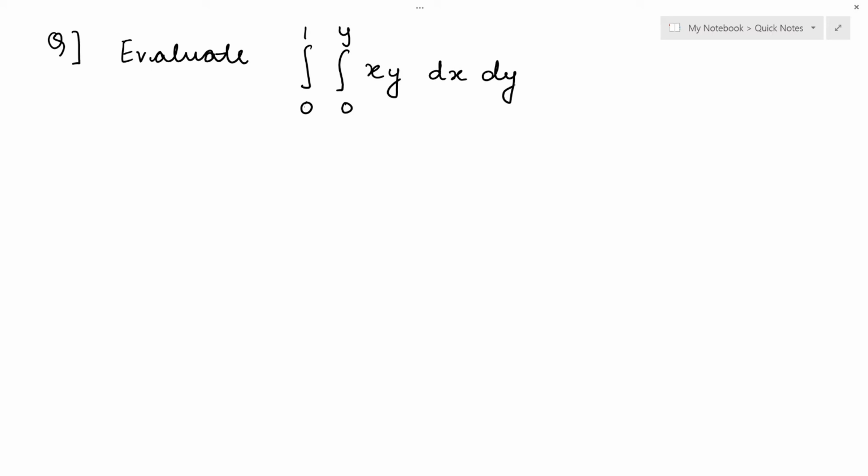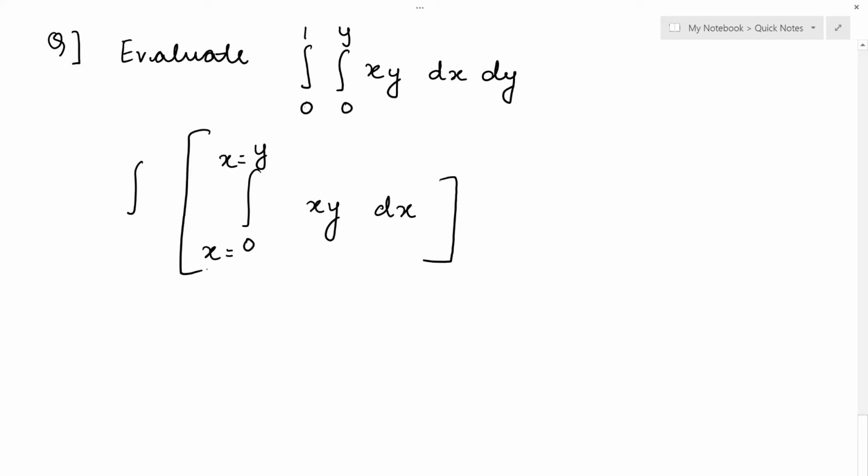Based on whatever explanation we have taken in the earlier part, here the inner limits are 0 and y. Clearly you can see that the inner limits are in terms of y. So obviously, whose variable is it? x is the opposite of y, as we have taken. So with the opposite variable, we will integrate with respect to x first. And since the inner variable is x, with x equal to 0 and x equal to y, the outer limits will be y equal to 0 and y equal to 1.